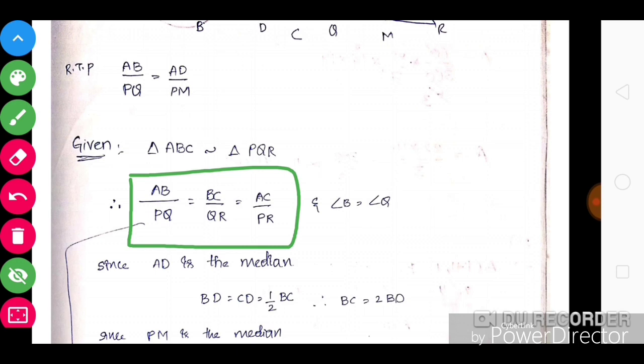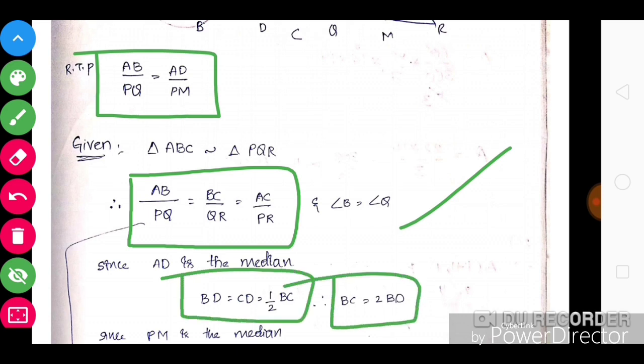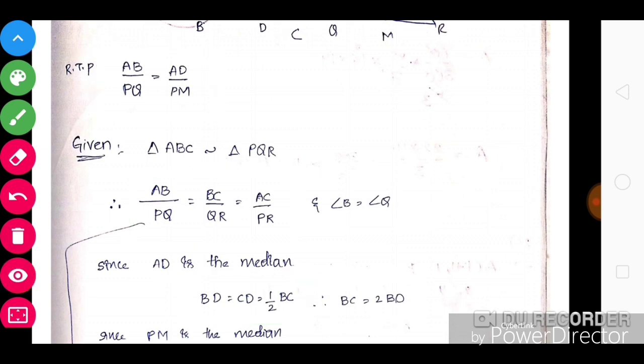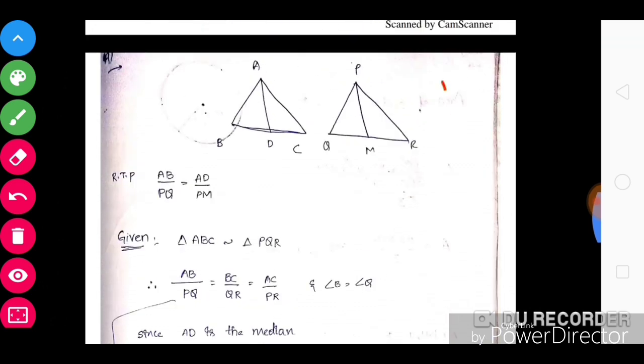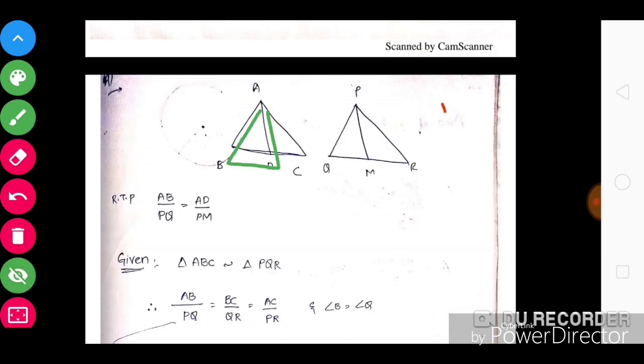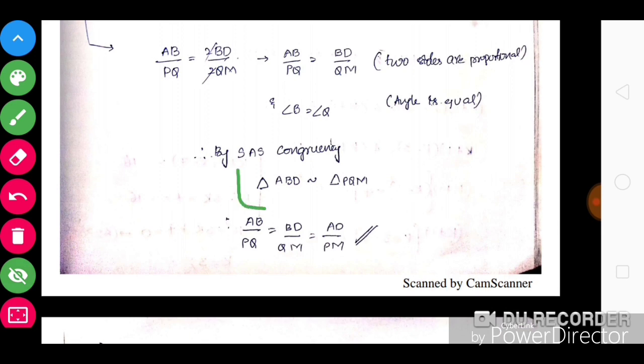Angle A is equal to angle P, angle B is equal to angle Q, right? And what we have to prove is AB by PQ is equal to AD by PM. Since AD is a median, it will divide the opposite side into two equal parts. So BD is equal to CD is equal to half BC, and BC is equal to 2 BD, right? Similarly for PM. If we back substitute here, we'll get two similar triangles. So by SAS criteria, we can prove that triangle ABD is similar to triangle PQM, right?